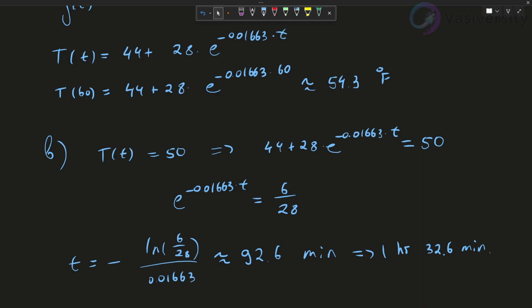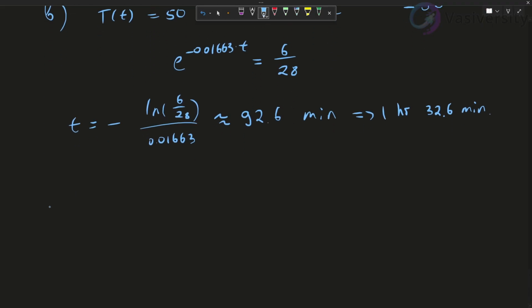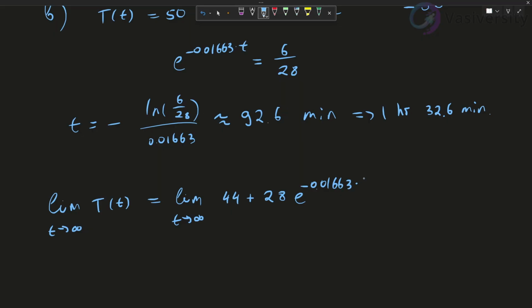Notice that if we approach our function, if we say the limit as time approaches infinity of T, what's the lowest temperature we can ever reach? It's actually going to be 44, because the exponential is just going to decay to 0. So that's simply 44 plus 28 times 0, which is 44. So that's the lowest temperature we can reach. All right, perfect. And then the last part.